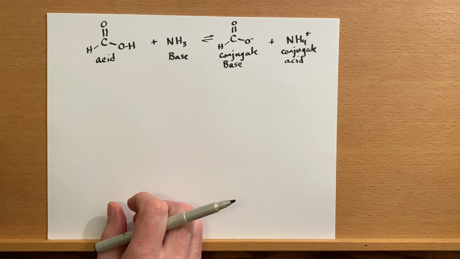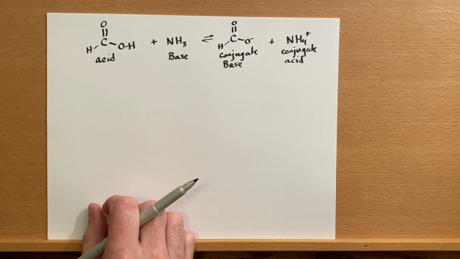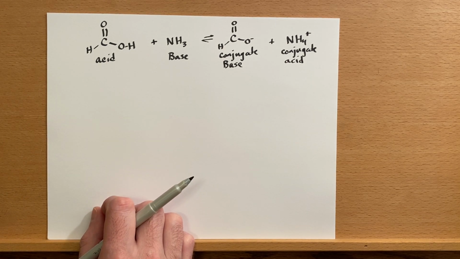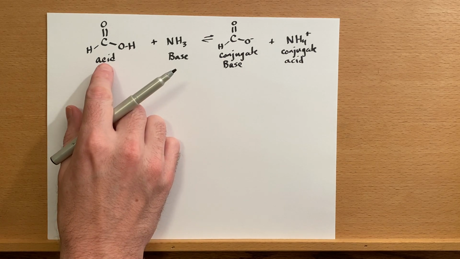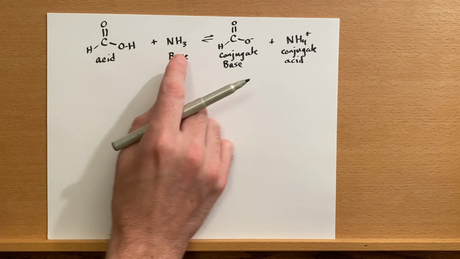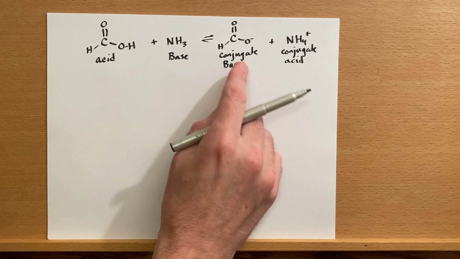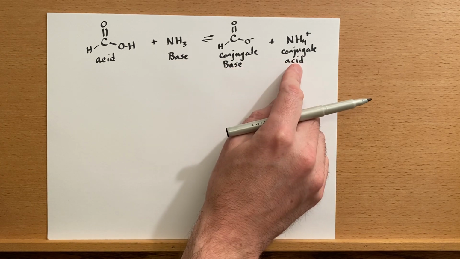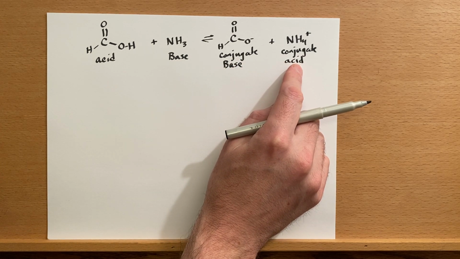That is one way to identify conjugate acids and bases. Now, in the case when we have started with a weak acid or a weak base, the conjugate base and the conjugate acids actually have some strength to them.